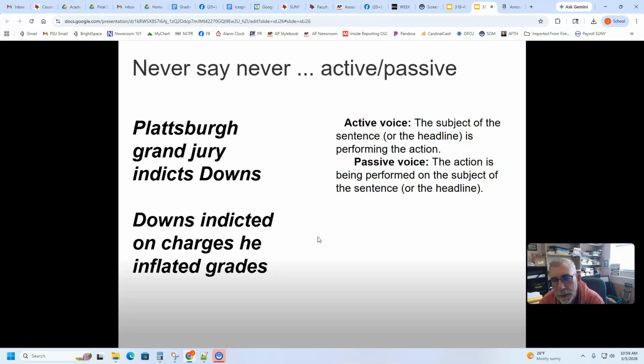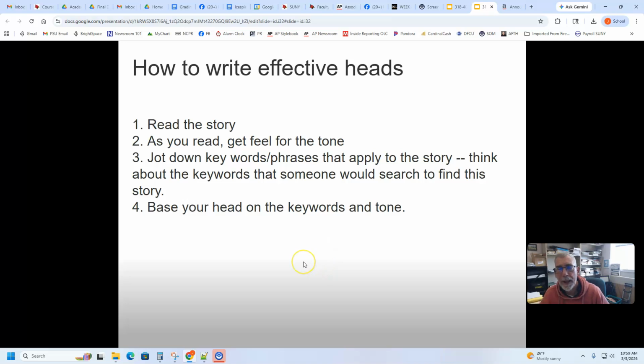How about passive voice? Plattsburgh grand jury indicts Downs. The grand jury is the thing that is doing the thing, is being active in this situation. But that is not the news. The news is that so-and-so was indicted. That's passive voice. Was indicted for something, on charges. Downs indicted on charges he inflated his grades. So sometimes the passive voice is preferred, but it should be rare and you should acknowledge it for a good reason.